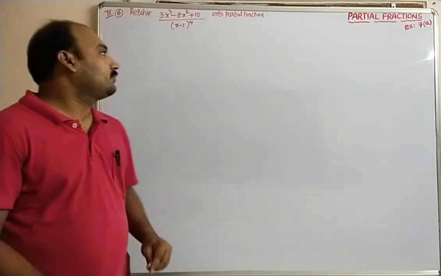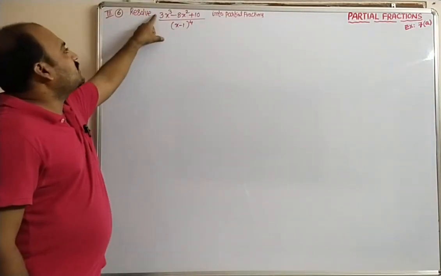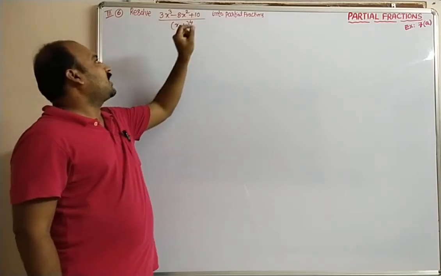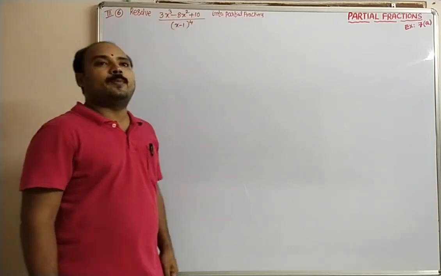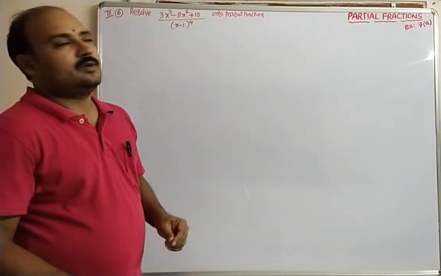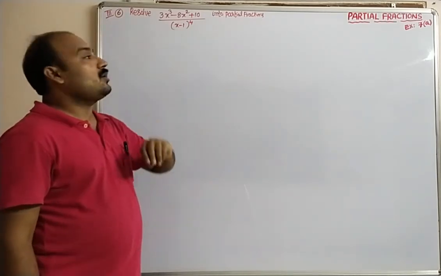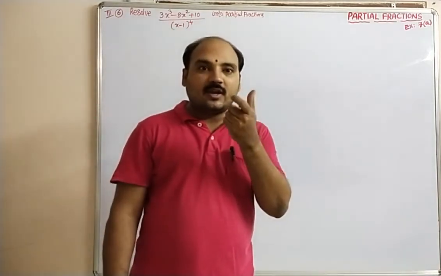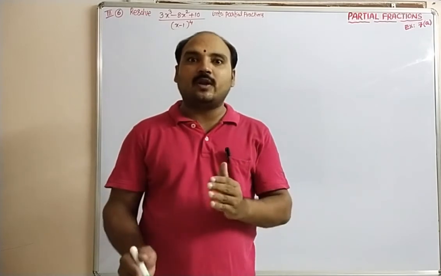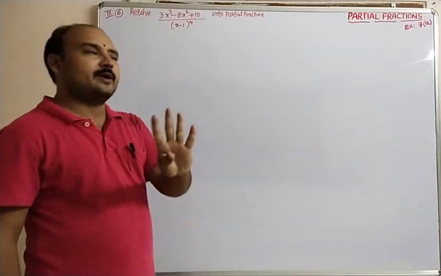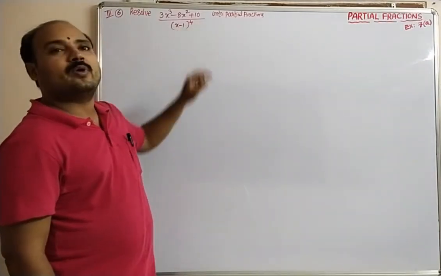Next question. Resolve 3x cube minus 8x square plus 10 divided by x minus 1 whole power 4. Here x minus 1 whole power 4 means the linear factor x minus 1 is repeated 4 times.